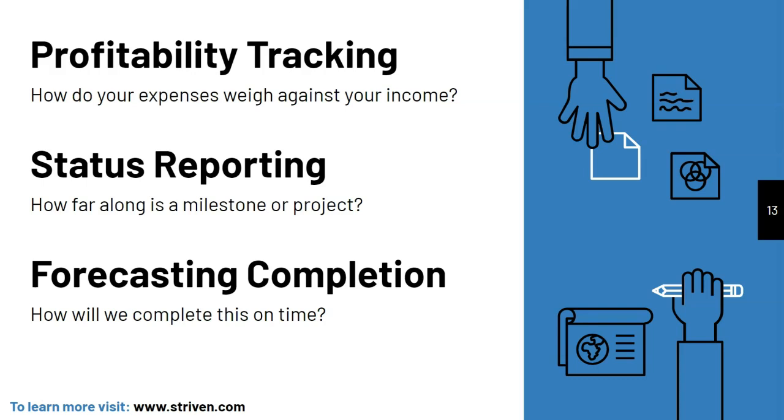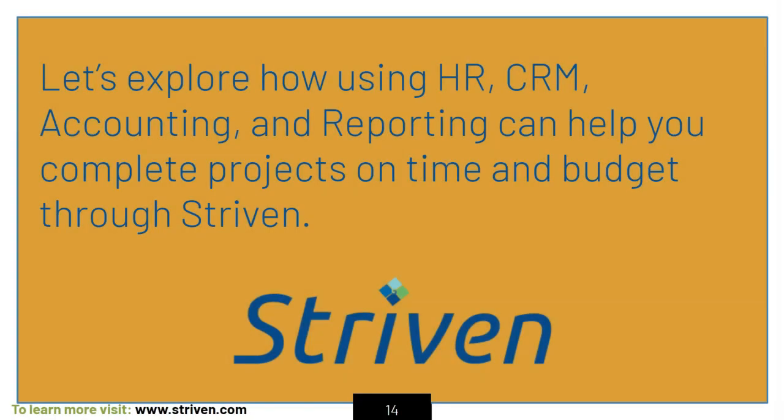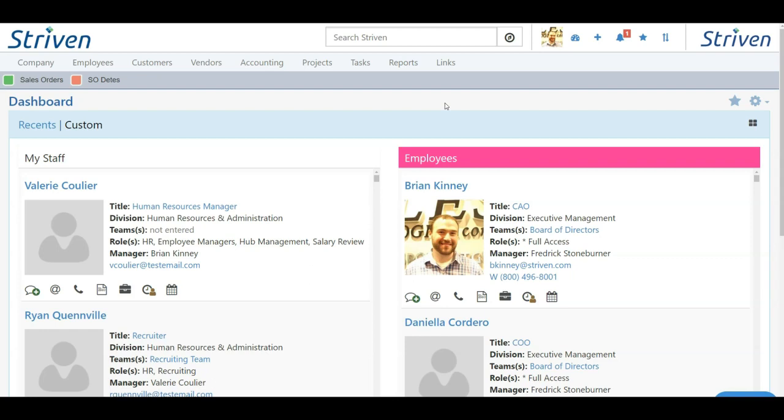So now that we've talked about what you could be missing with your project management software, let's explore how having all of these in one software like Striven can help you complete projects on time. So now we're in Striven, and we're going to use Striven to explore how your project management software can benefit from having things like accounting, customer management, human resources, and reporting all combined within the same exact software.